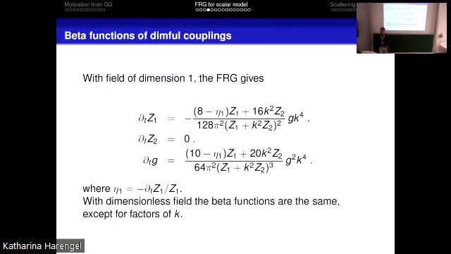So with the FRG, you can compute the beta functions. They are written here. I won't spend too much time commenting on them. Perhaps the only thing that I want to point out is that Z2 does not run at all in the FRG. Z1 does, and this gives rise to some anomalous dimension called eta1. And these are the beta functions of the dimensionful couplings. But to study the RG, we have to look at dimensionless couplings. We have to multiply dimensionful couplings by powers of the cutoff.